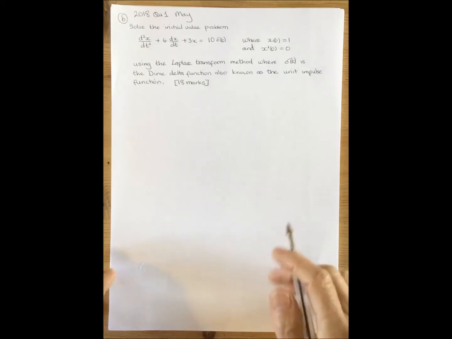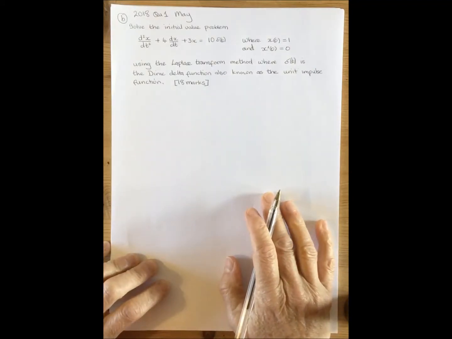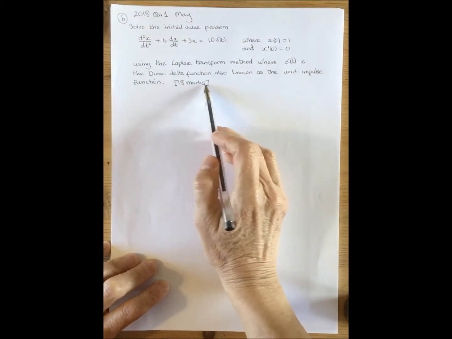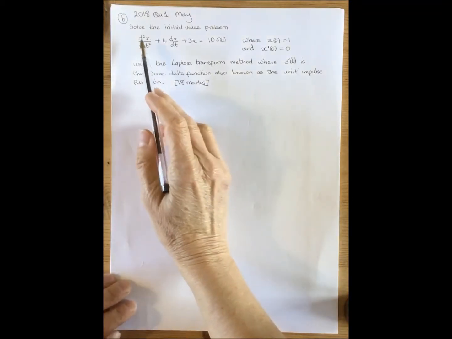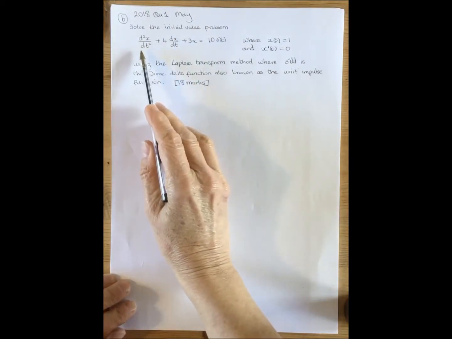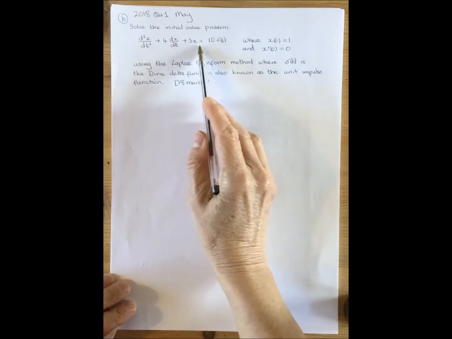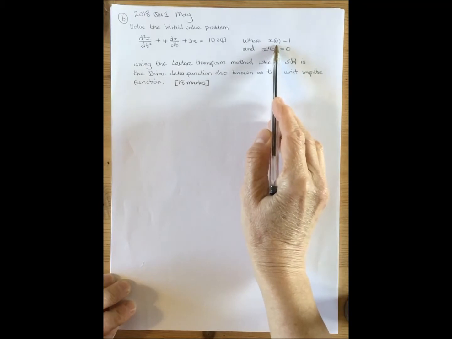Hello, this is the May 2018 paper question 1b. It's a Laplace question. It's part B and it's worth 18 marks, but don't let that put you off. It's not that bad. So it's an initial value problem. It's d2x dt squared plus 4 dx dt plus 3x equals 10 delta t, where x of 0 equals 1.